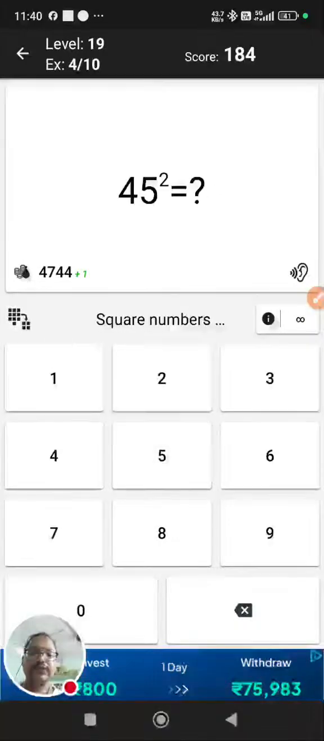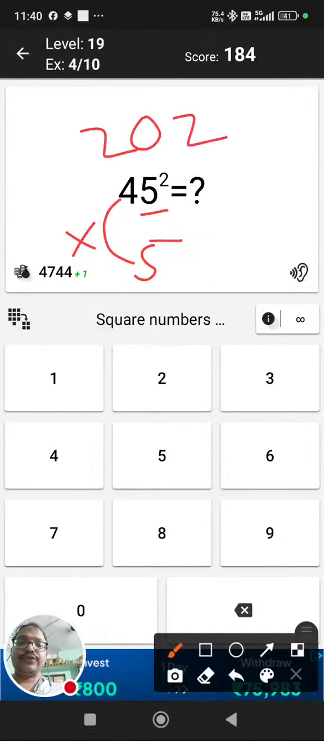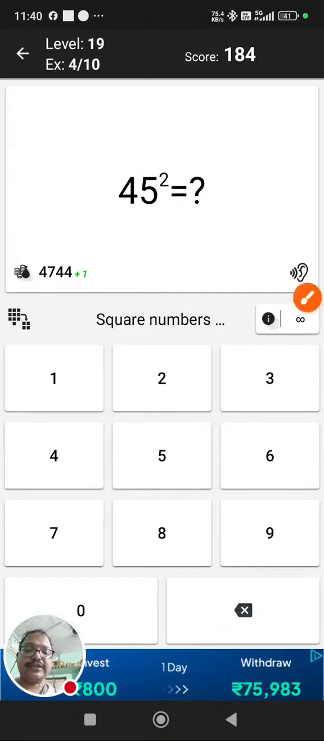45 square. Here we see 5 at the end. So the next number for this one will be 5. 5 4 times, which will be 20, and 5 square 25. So 25 is the answer for this one.